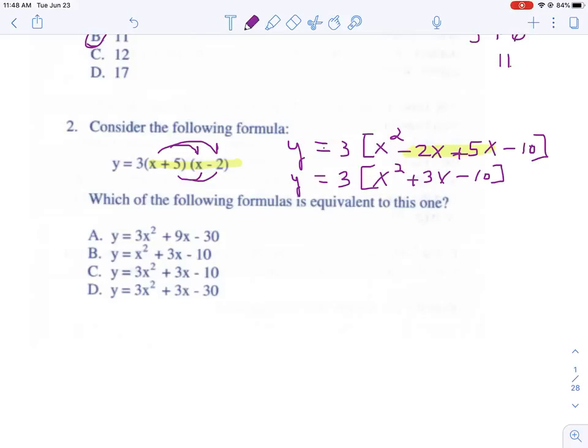So that 3 now needs to be distributed, okay? So when you distribute it, remember, you're multiplying it times all the pieces, okay? So it's going to be 3 times x squared is just 3x squared. 3 times 3x is 9x. 3 times negative 10 is negative 30. So our answer is A.